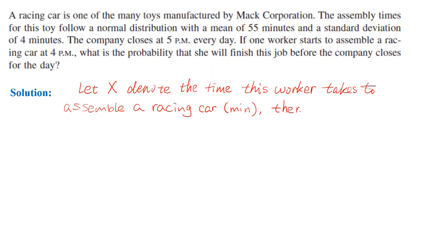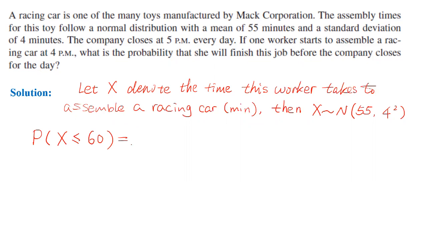Then the question tells us that X yields to a normal distribution. First parameter is 55. Second parameter is 4. Right? Okay, the question asks you to calculate a probability that she will finish his job before the company closes. That means you need to calculate the probability of X is less than or equal to 60, right? Because if X is equal to or less than 60, then she can finish this job within 60 minutes. That means she can finish this job within 1 hour, which means she can finish this job before the company closes, right? So this is the probability we are looking at.